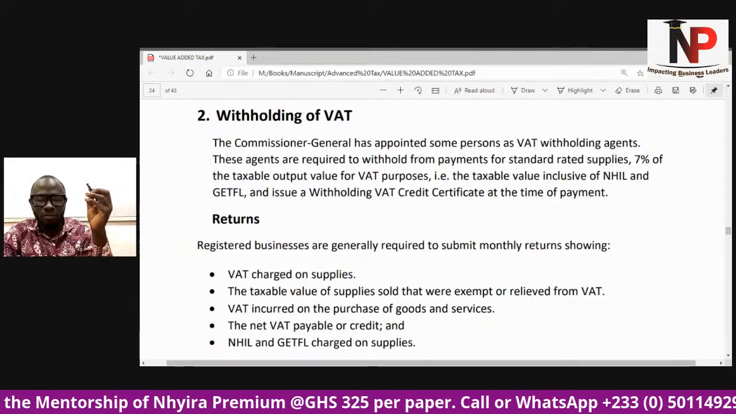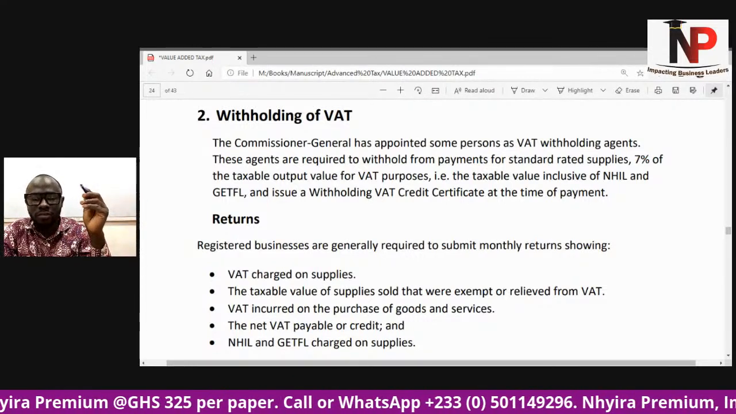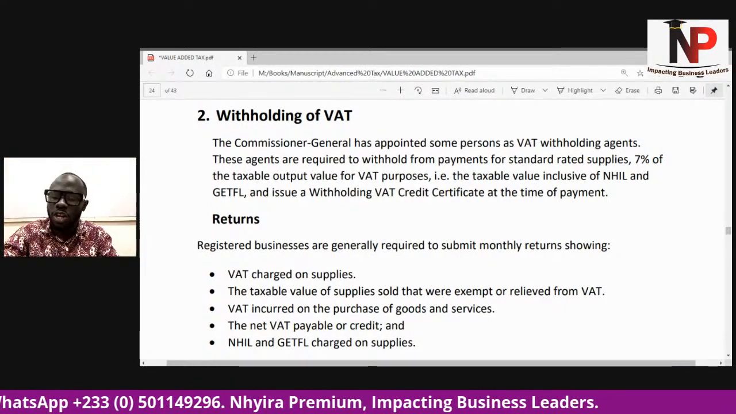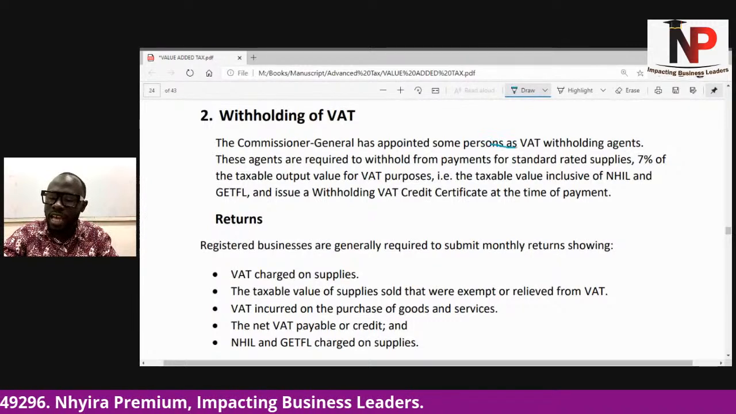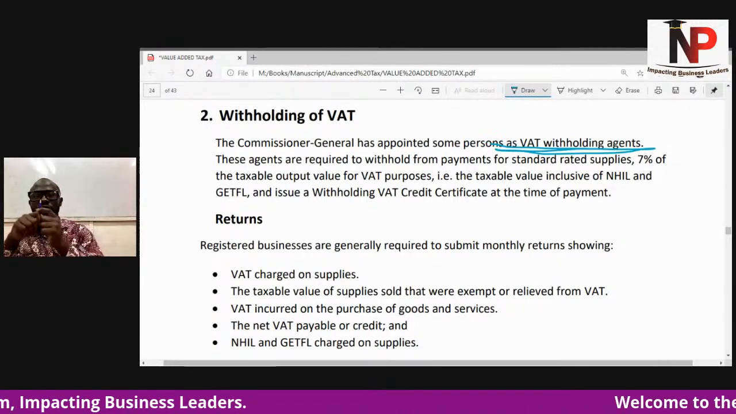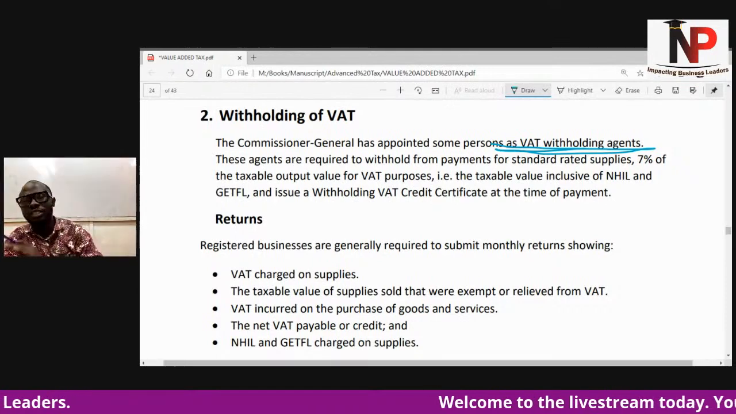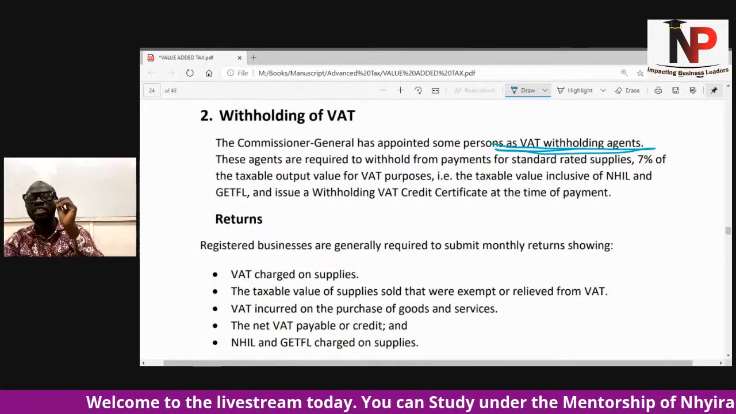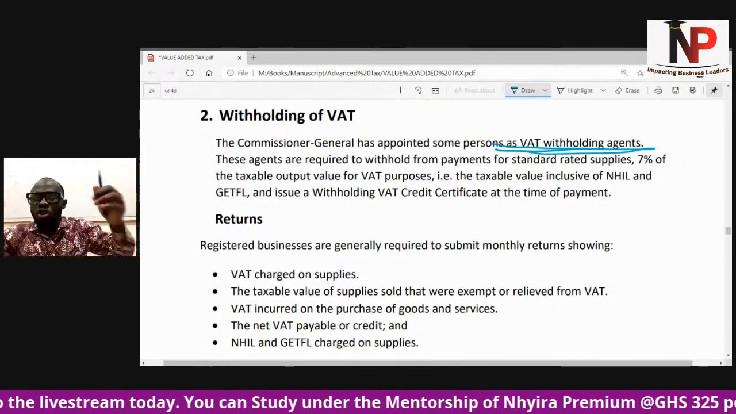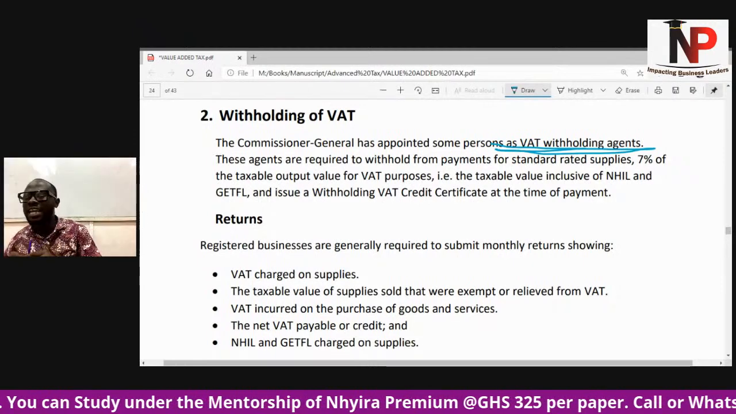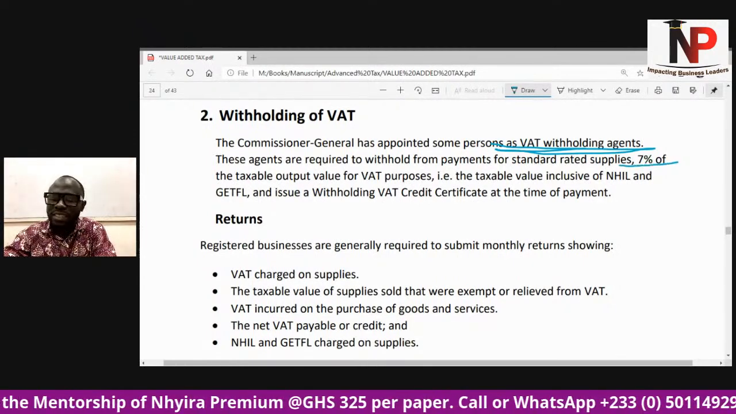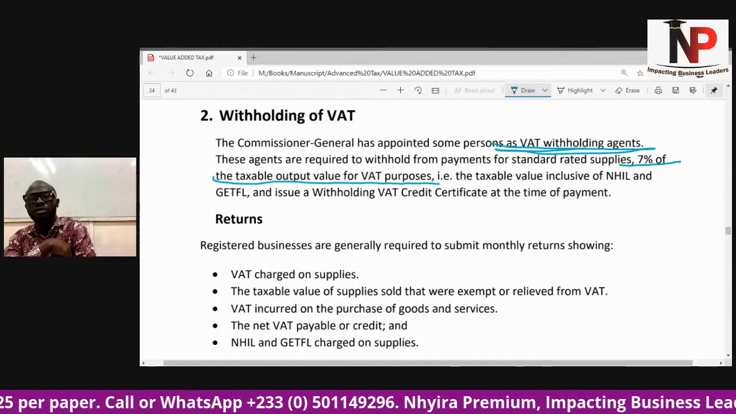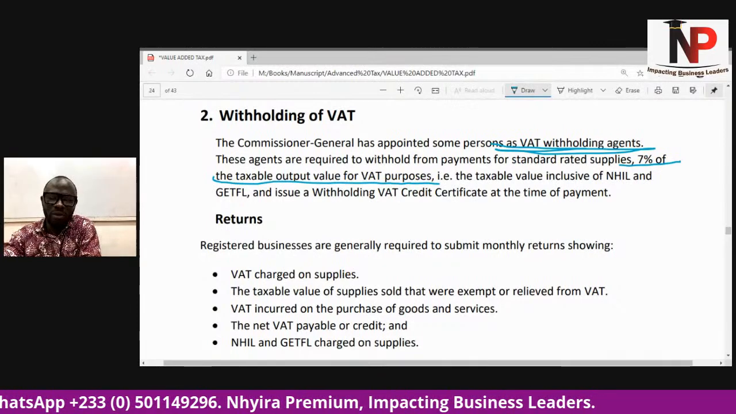So, withholding of VAT. The Commissioner General has appointed some persons as VAT withholding agents. That is very, very important. So there are certain people who have been appointed as VAT withholding agents. Now, these agents are required to withhold 7% of the taxable output from payment for a standard rate supply, for tax purposes. Listen to the principle here very well.